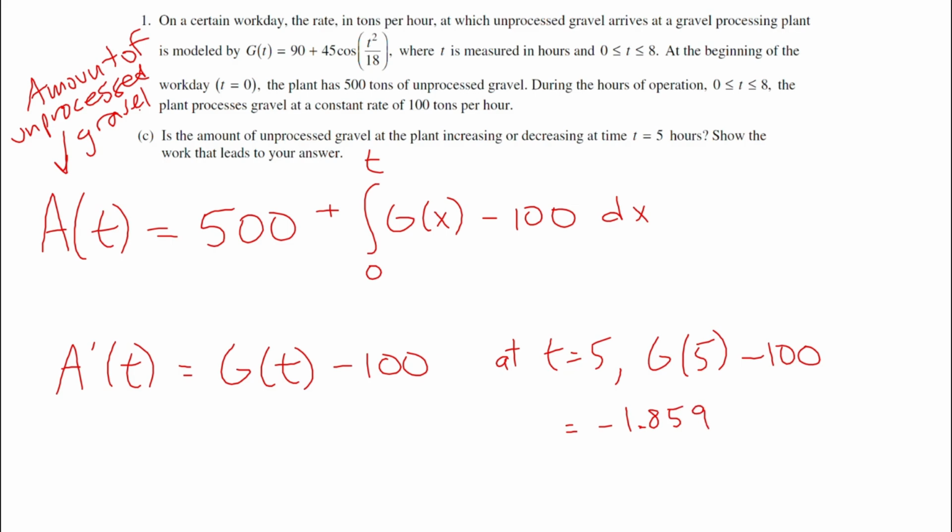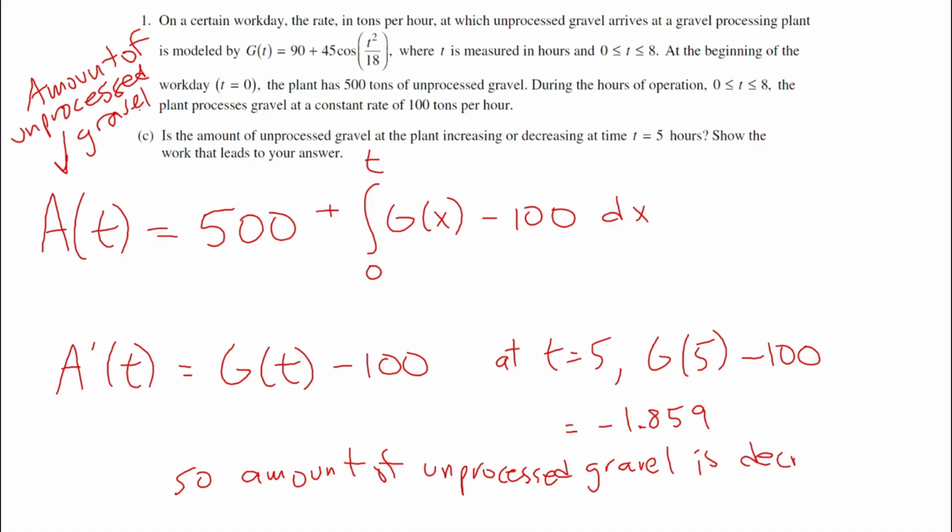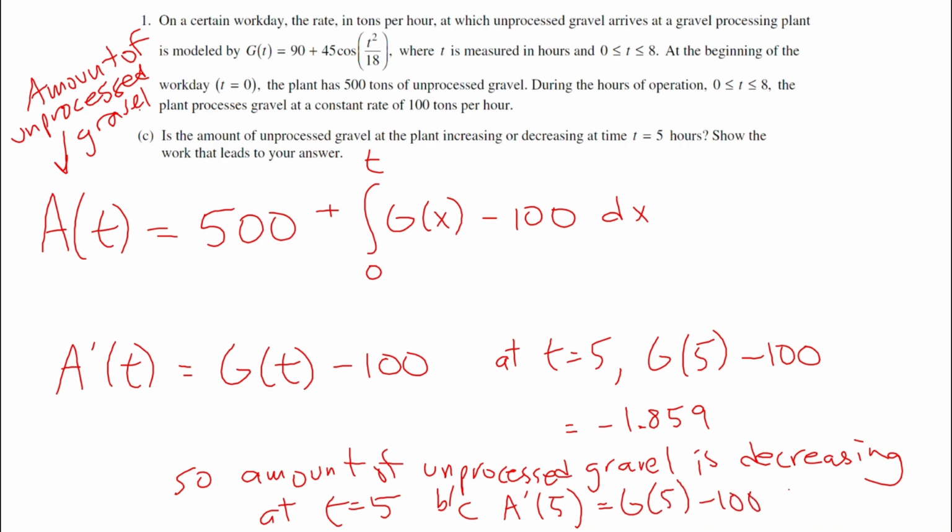And so since that's negative, we can say the amount of unprocessed gravel is decreasing at t equals 5. And we'll give a reason, because we can either say A prime of 5, which is g of 5 minus 100, is less than 0.